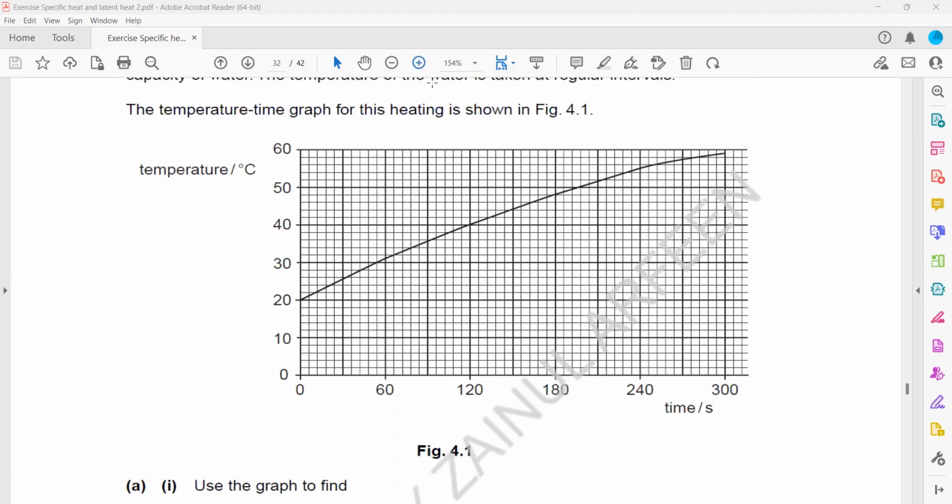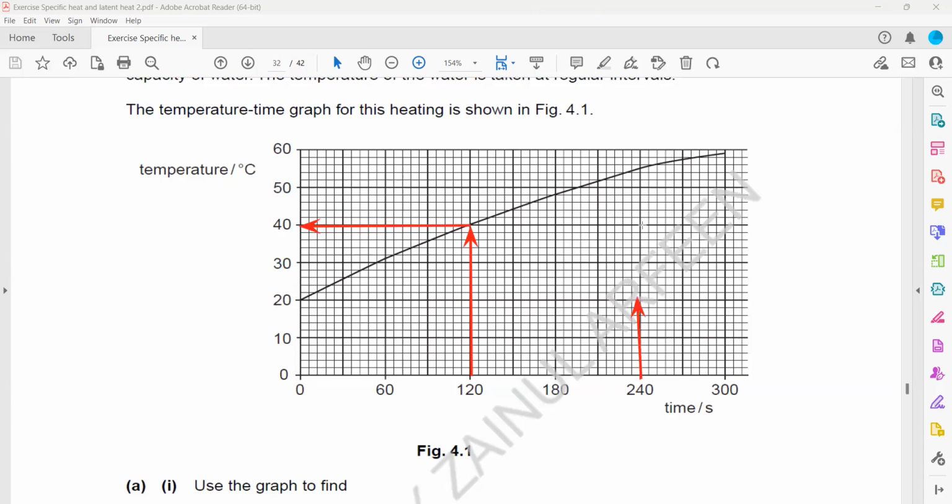So it is 20 here, and then it is 40. So how much temperature rise? The temperature rises by 20. Because it was 20 in the beginning, and then after 120 seconds it is 40. So how much does it rise? It is by 20. But the next 120 seconds, so it is at 120, it is 40.